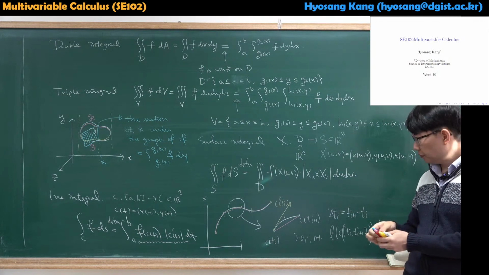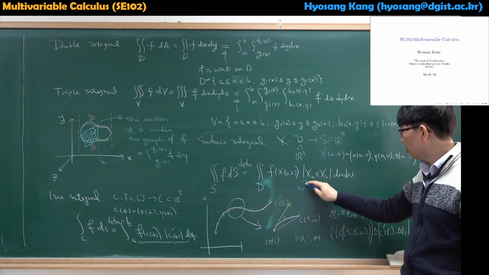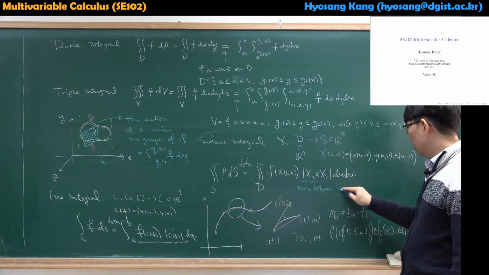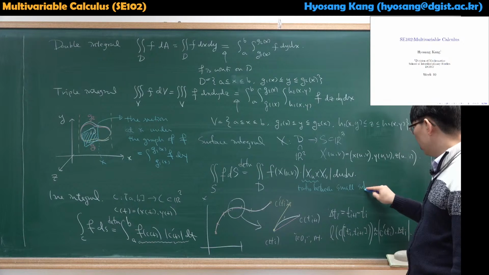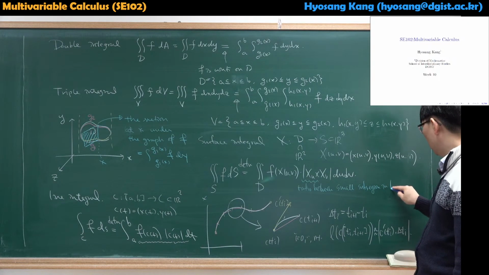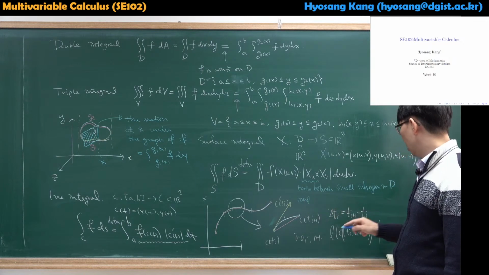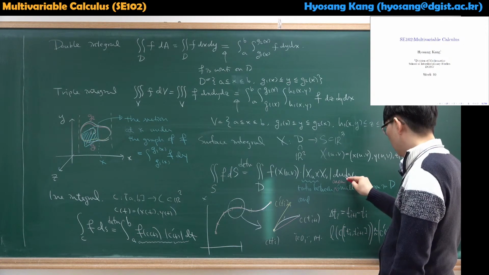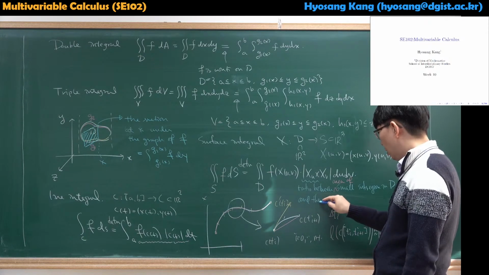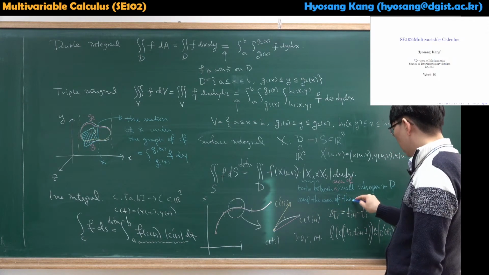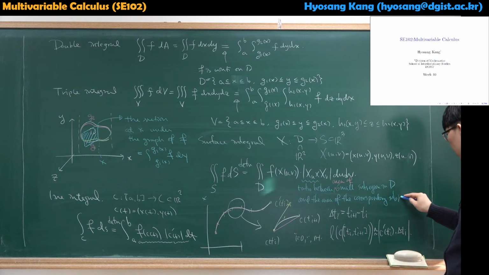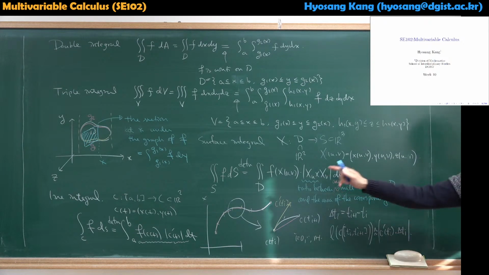So this is the ratio between the area of a small subregion in D and the area of the corresponding subregion in S. Okay? So you have to multiply by this term.